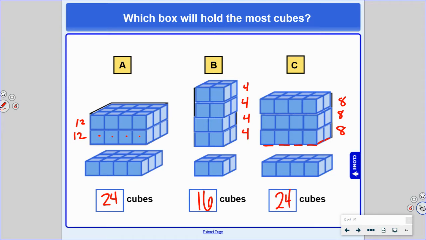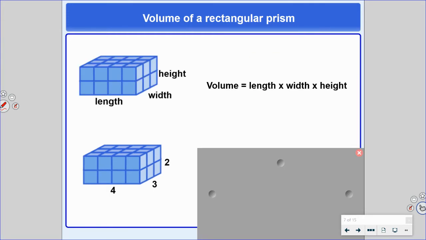It will not be which box, it will be which box is. Both box A and C hold the same number of cubic units. But I wanted to show you that just so you picture cubes filling up a space. Think about ice cubes in a freezer. It gets a little tougher when you think about water, like liquid, like pools. But think about filling a pool up with cubes of water. That's what you have to calculate in order to fill a pool.